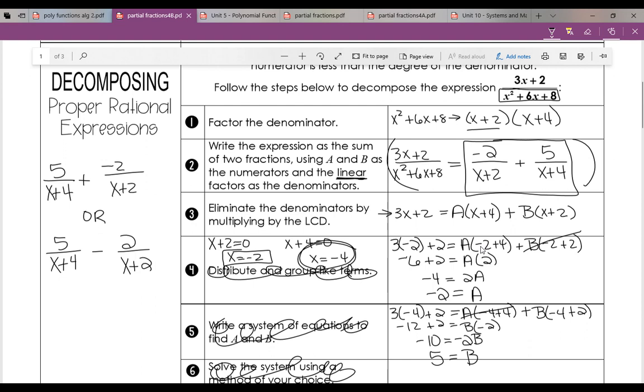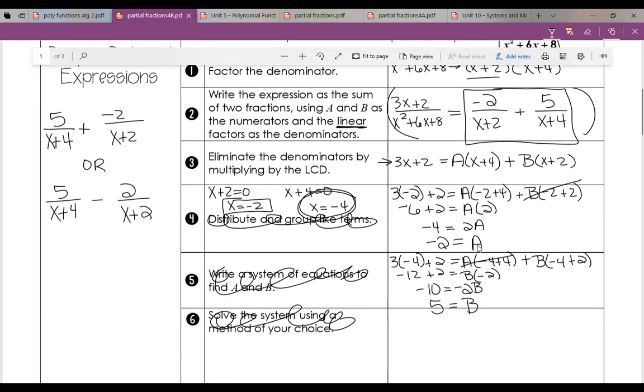Everybody okay with that? No system, no matrices. All right.